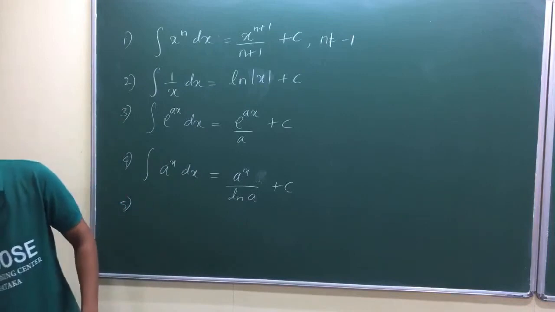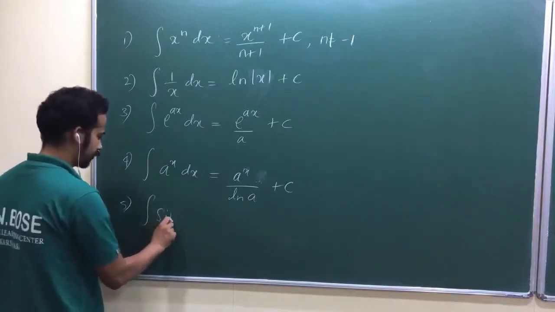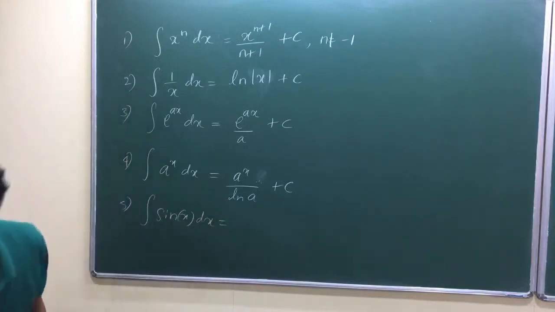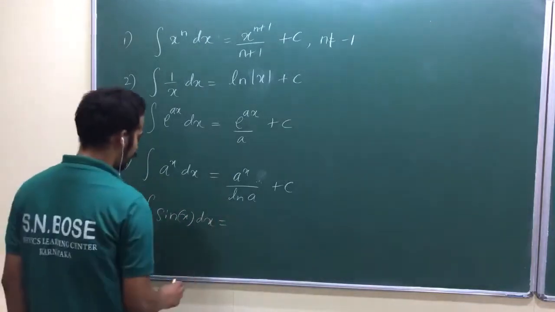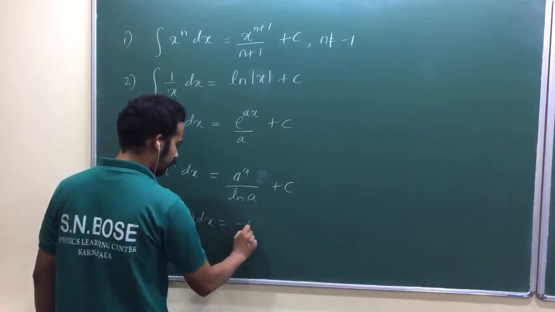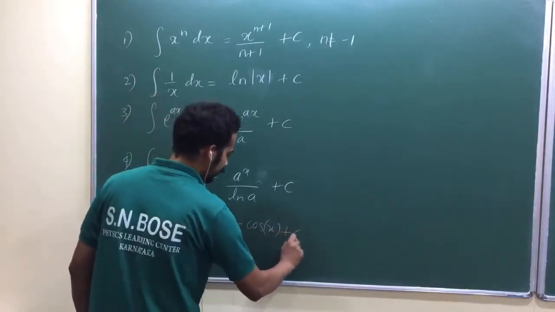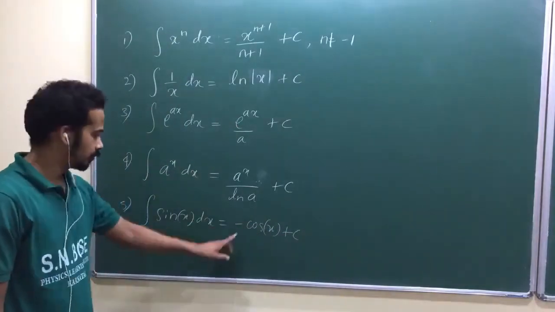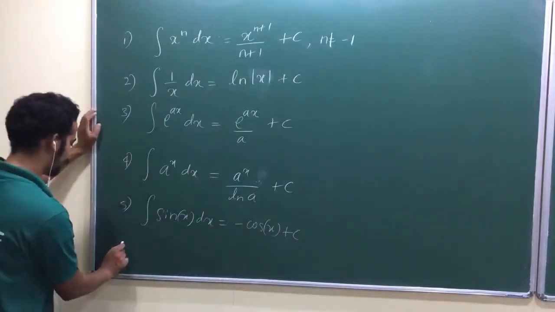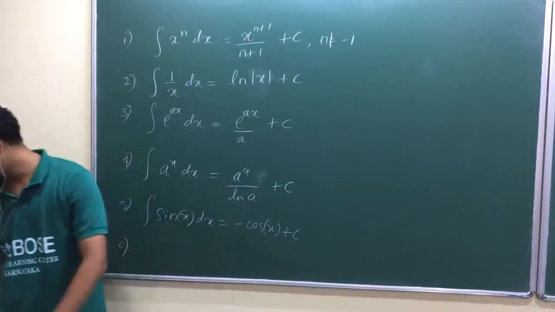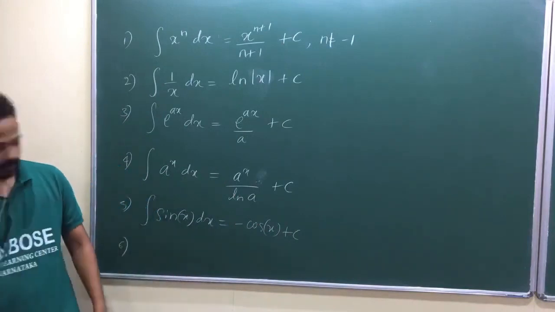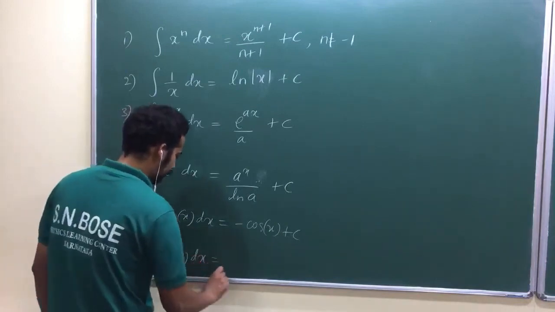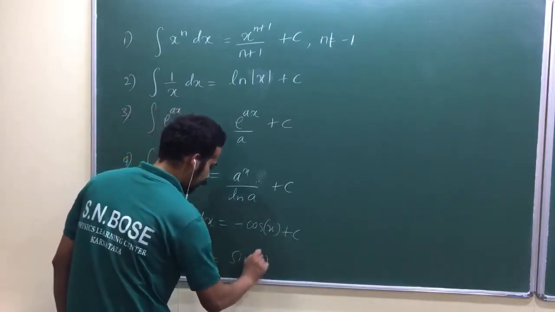Integral of sin x dx. Be careful, we make very silly mistakes here. Integral of sin x dx is minus cos x plus c, because differentiation of cos x is minus sin x, so one more negative sign is needed to compensate. Integration is the reverse process of differentiation. Integral of cos x dx is equal to sin x plus c.